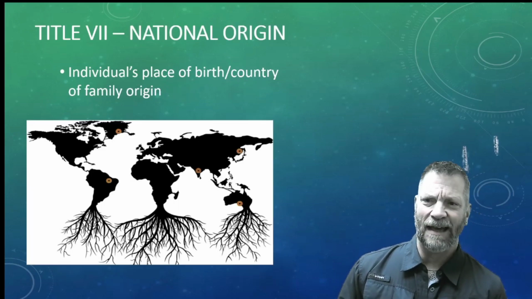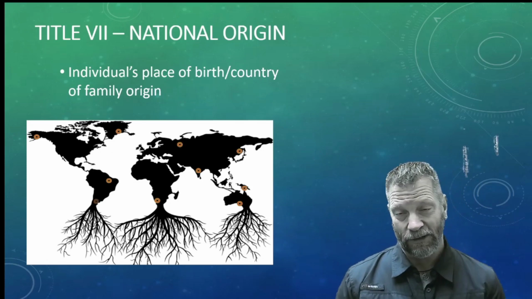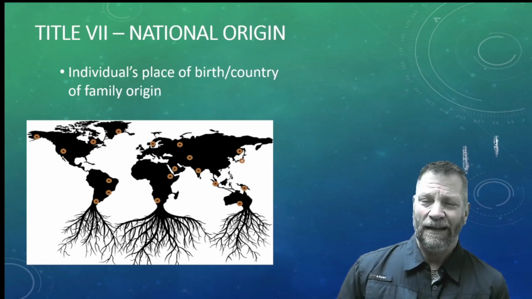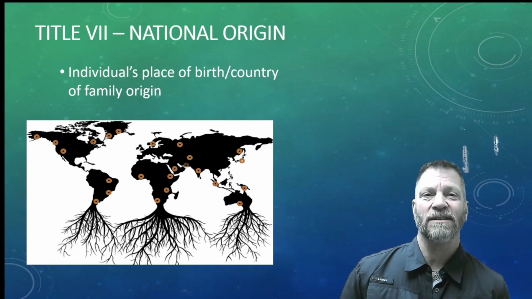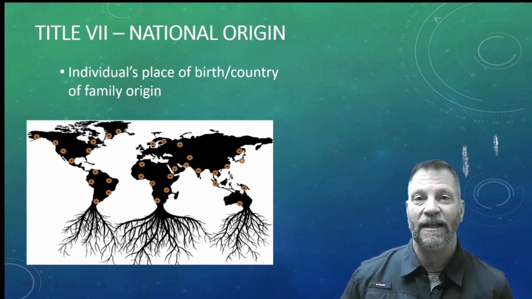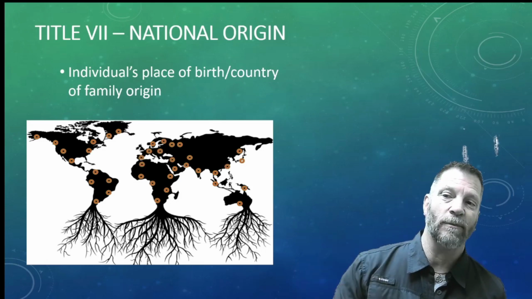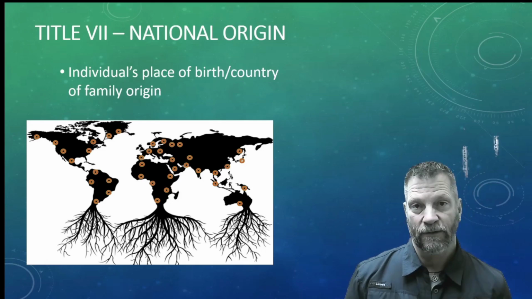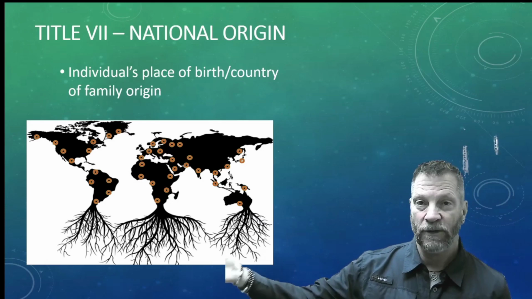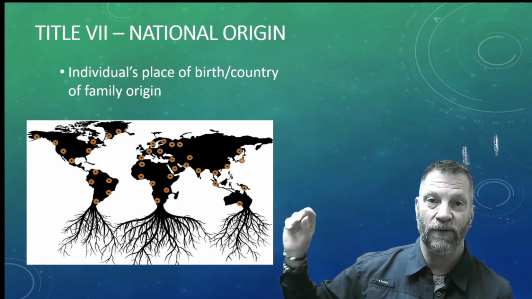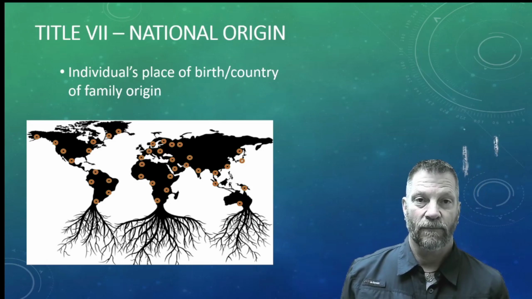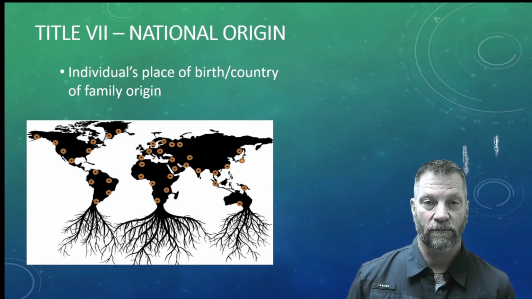National origin is the last of the 5 protected categories listed under Title VII of the Civil Rights Act of 1964. National origin is an individual's place of birth. That's for first-generation immigrants. If you're a second or subsequent generation immigrant, then it's your family's country of origin, right? What country does your family originate in? Maybe your mother came from Turkey and your father came from Japan? That's your national origin.